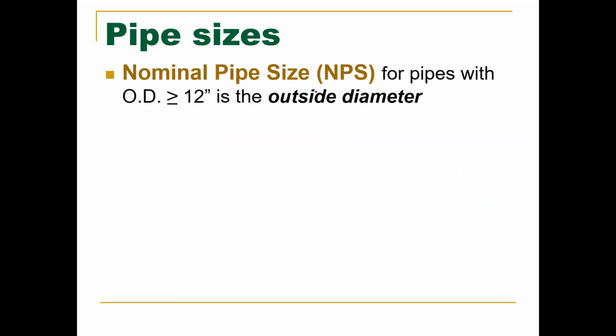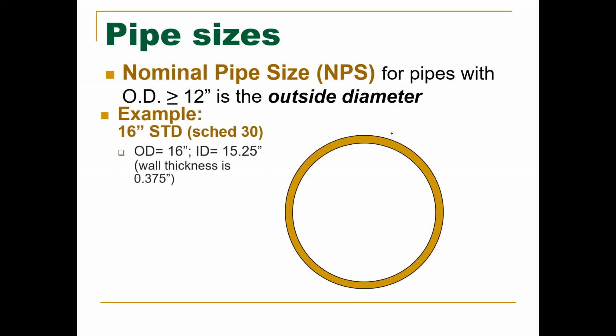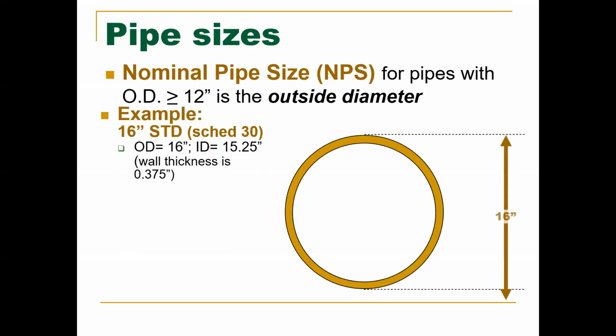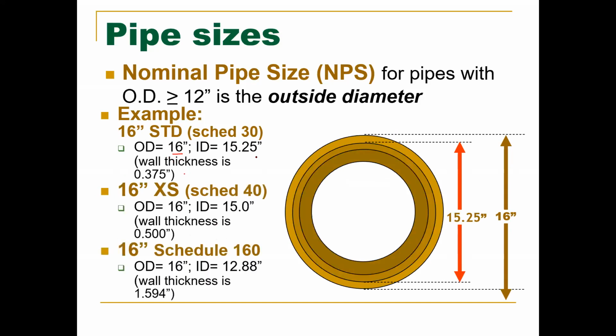So, nominal pipe size, or NPS, for pipes with an outer diameter greater than or equal to 12 inches is going to be the outside diameter. So if we have a 16-inch standard or Schedule 30, its outer diameter is 16 inches. Its inner diameter is 15.25 with a wall thickness of 0.375. You can see the rest of these go from there. Again, the 16-inch outside diameter does not change.